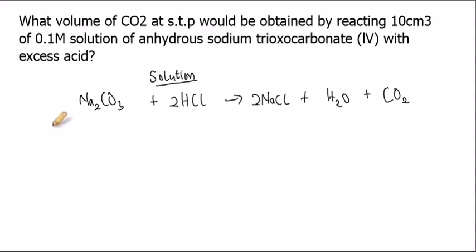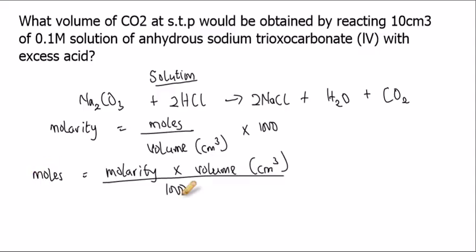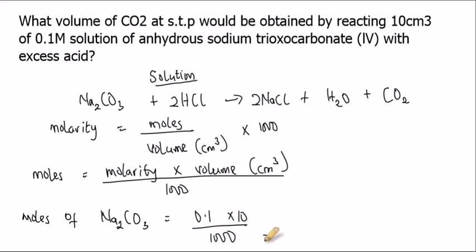Let's do that now, making moles the subject here. Let's not forget that the volume is given in centimeter cube. If the volume is given in dm cube, we do not need 1000 for conversion in our calculation here. So the moles of sodium trioxocarbonate 4 will be equal to the molarity, which is 0.1 molar, multiplied by the volume in centimeter cube, that is 10, divided by 1000. Calculating this, we have 0.001 moles.